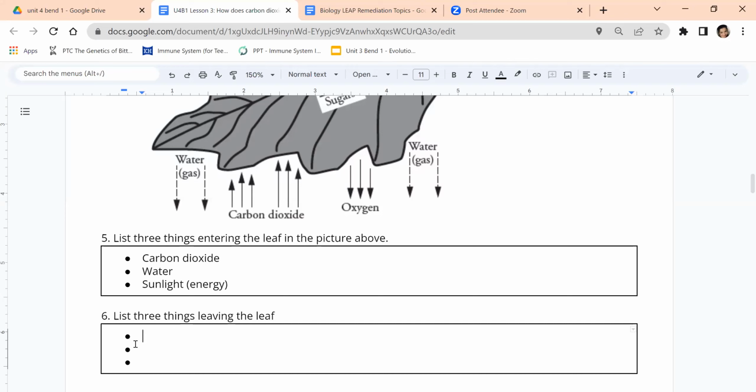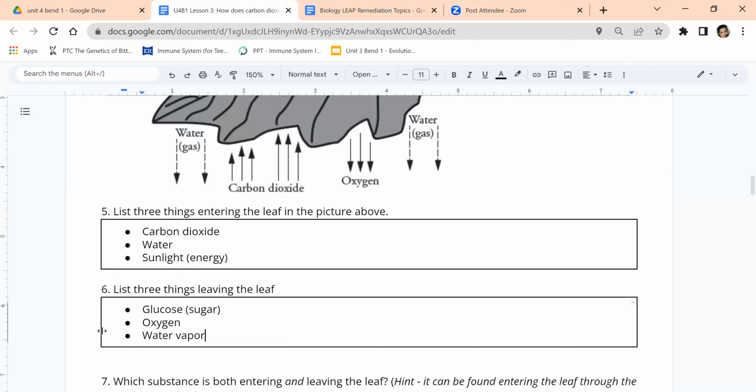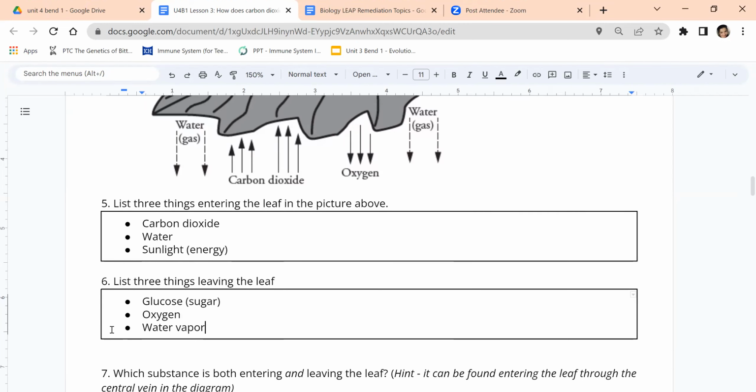And so these are things that are produced during photosynthesis. And that would be glucose, or sugar. That's another word for sugar. And oxygen. And a little bit of water vapor also leaves the leaf. So water is actually going in and coming out. And so hopefully for the plant, it's getting enough water, even though it is losing water.